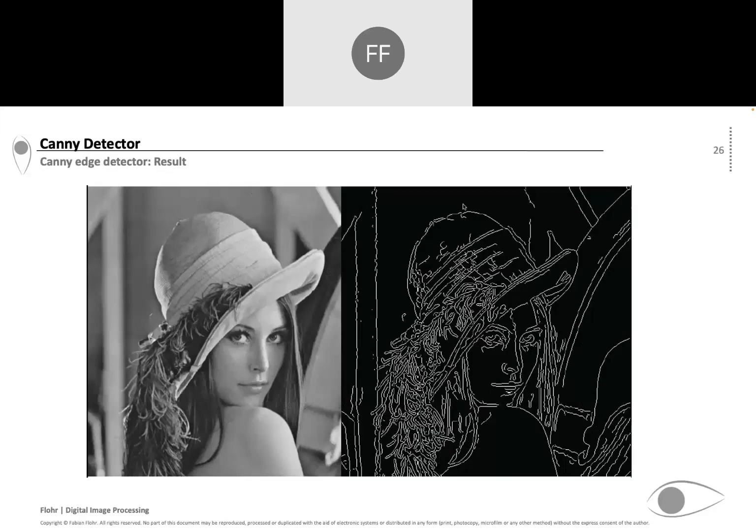So another result here, and you see especially there are a lot of details, right? The feathers of the head here. The question is now, do you want to have that or not? Could you imagine a method to get rid of those noisy parts, to focus on the stronger edges? So what could you do here?